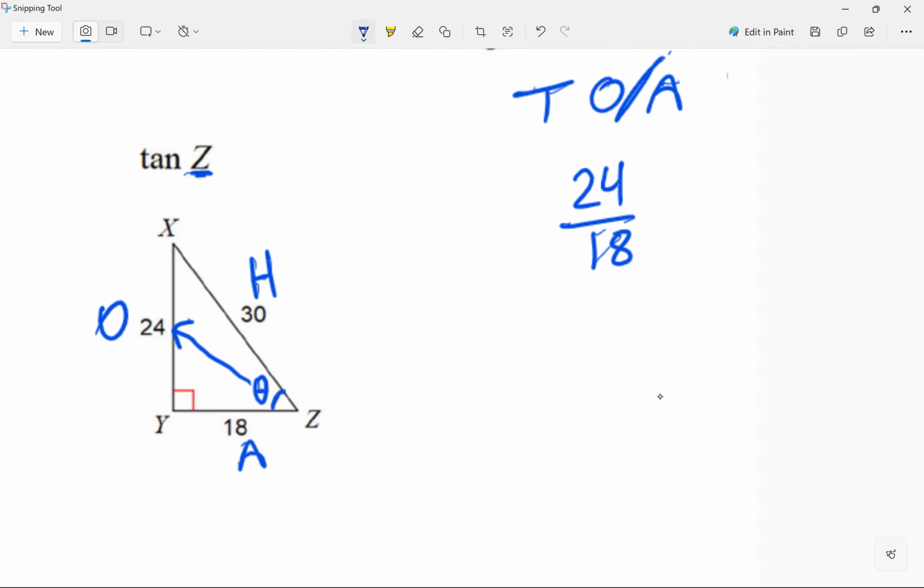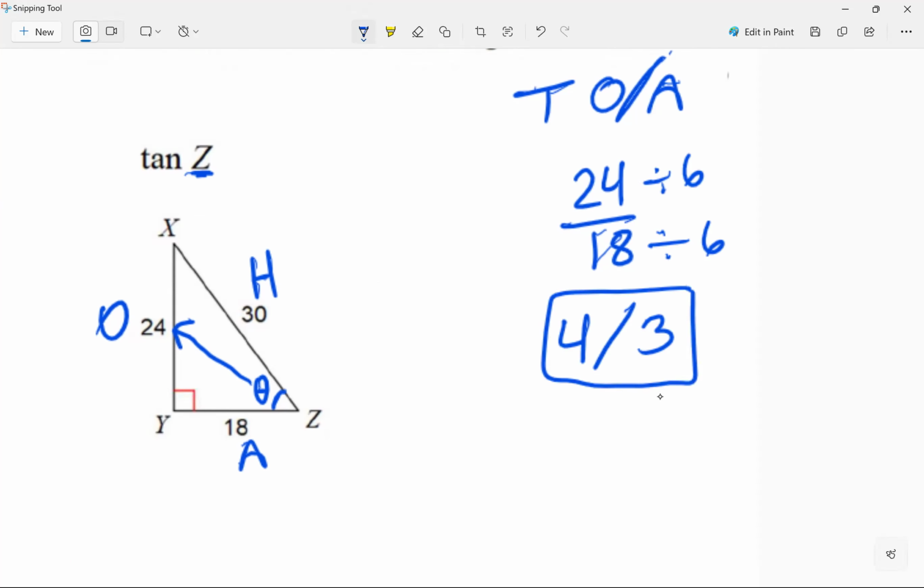Okay, 24 over 18. Let me divide each by 6. I'm going to do it as a fraction. I can divide each of these by 6. So as a fraction, I'm going to call this 4 over 3, because 24 divided by 6 is 4 and 18 divided by 6 is 3. So as a fraction, my answer is 4 over 3. Again, it is okay to have it as an improper fraction. I don't need to call it 1 and 1/3.